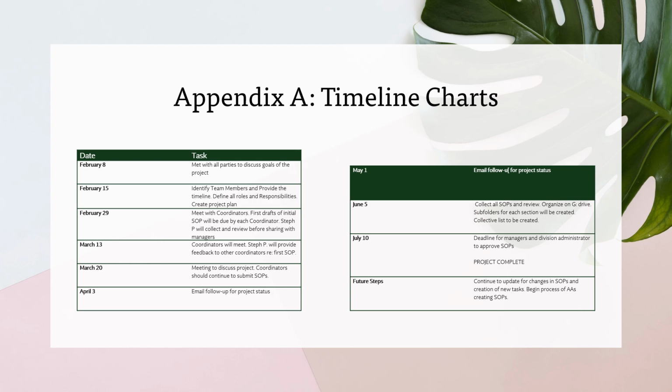March 20th is our next meeting to discuss the project, and coordinators should continue to submit SOPs. April 3rd is an email follow-up for project status. May 1st is the email follow-up for project status. June 5th is when all SOPs are due. July 10th is the deadline for managers and division administrators to approve SOPs. At this time, the project is considered complete. The future steps are to continue to update for changes in SOPs and create for new tasks.